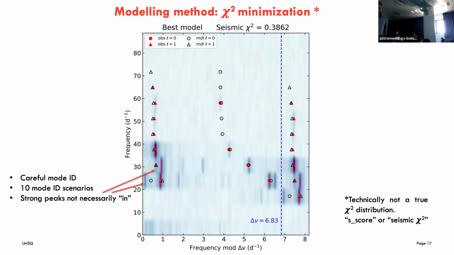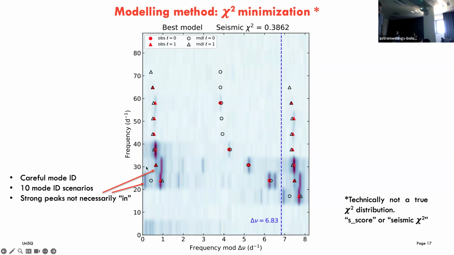It's not the case that the strongest peaks necessarily are the ones that you want to be modeling. On this particular row here, there's a strong peak, which is probably a rotationally split mode. But if we're only modeling the zonal modes, those with m equals 0, which is all you can model if you have non-rotating models, you might find it's not the strongest peak that you're after. So the way we accounted for this was we constructed 10 different mode ID scenarios where any mode that we were not certain of, we've created an alternative scenario for it.